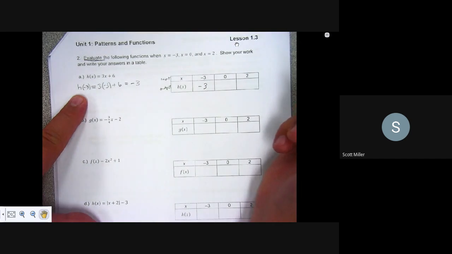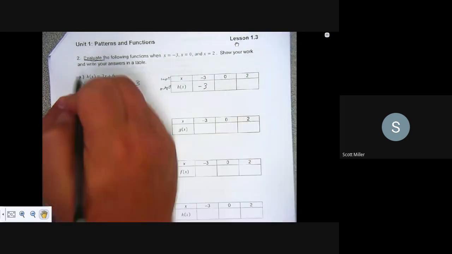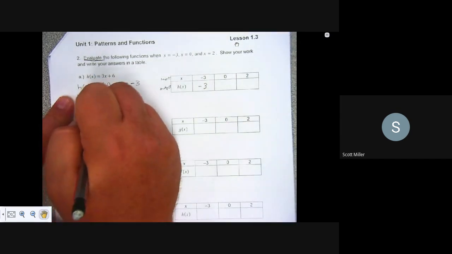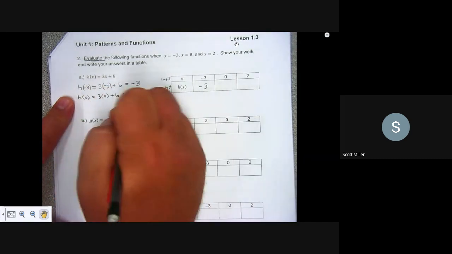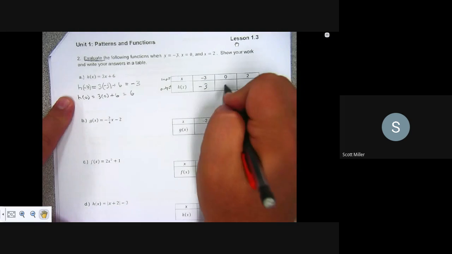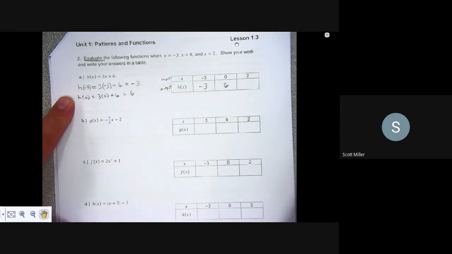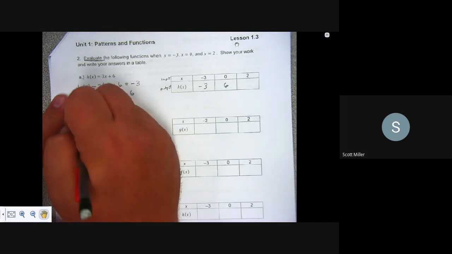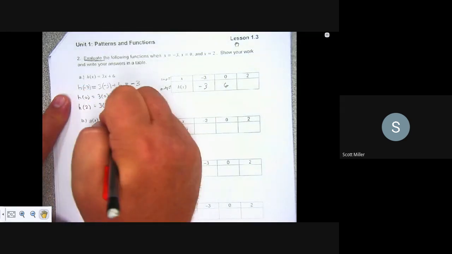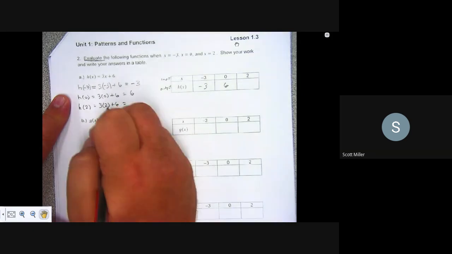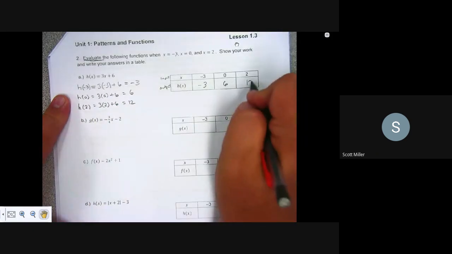That's how that works. What about 0? Same thing. h of 0 is 3 times 0 plus 6. And then you can work that out and get an answer and plug it into your table. This is how it works. h of 2: 3 times 2 in parentheses plus 6. That's 6 plus 6 or 12. And there's that.